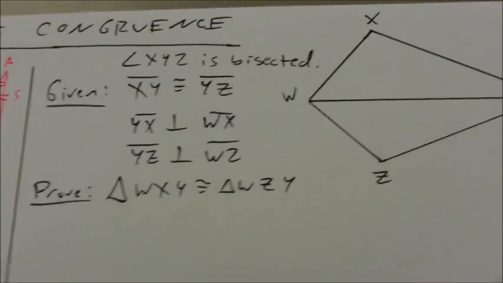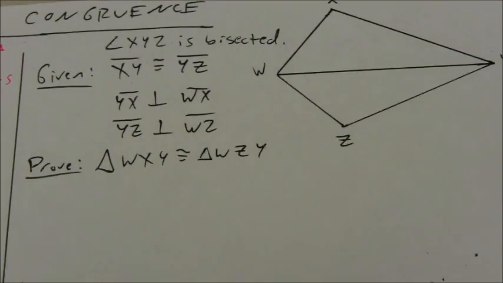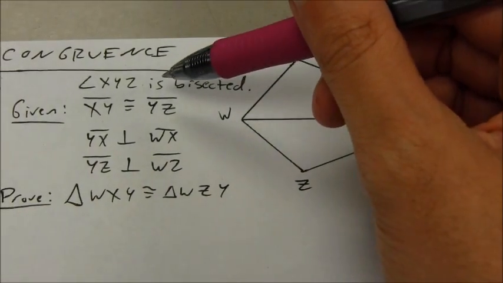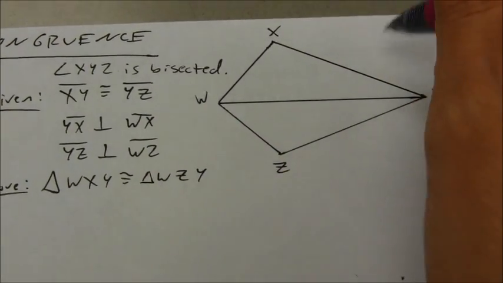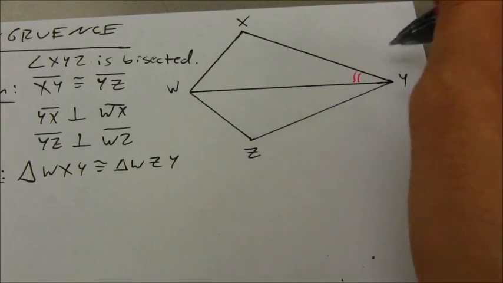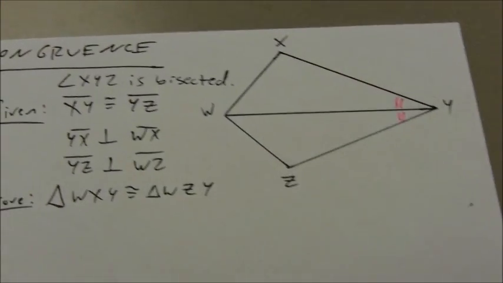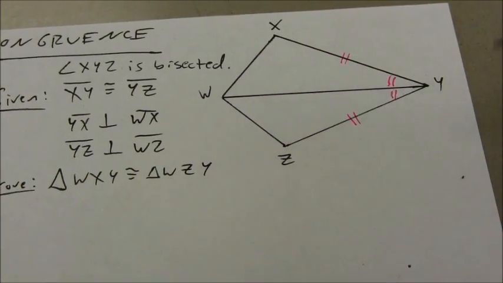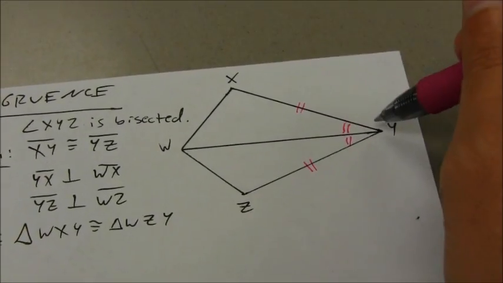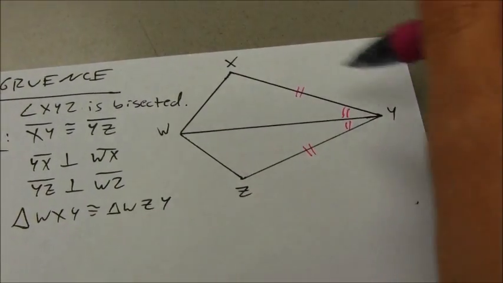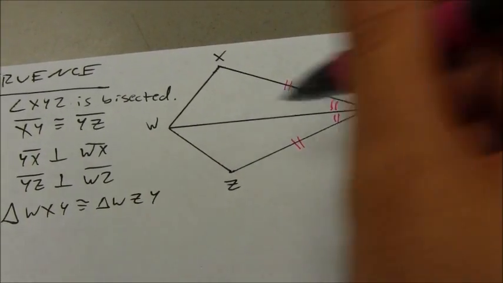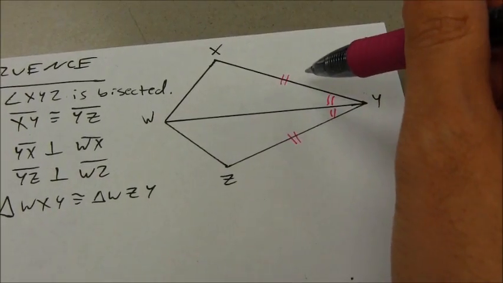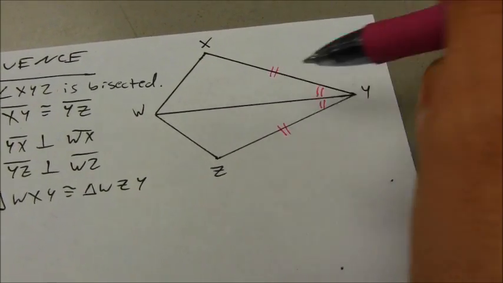Let's take a look at example number 2. In example number 2, I am told, first of all, that angle XYZ is bisected. So if that angle is bisected, it is divided into two congruent angles, and I'll mark those two congruent angles. I'm told that XY is congruent to YZ, so I'll mark that. And once again, you'll see that I have a shared side between the two triangles. So I could mark this shared side here. If I mark this shared side, the triangles would be congruent again by side, angle, side.